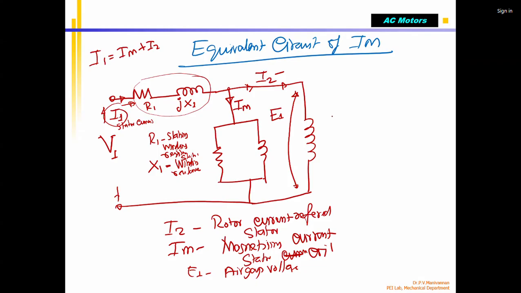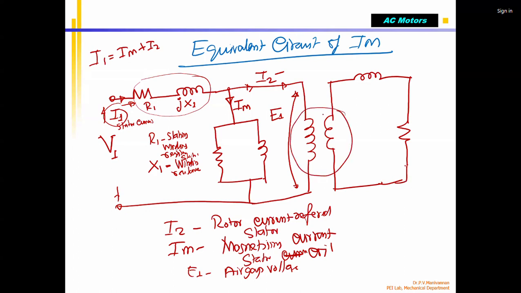Then, as standard, I am now drawing the rotor part. Please note that this is equal to a transformer. Just for understanding purposes, the voltage E1 applied in the stator is going to induce a voltage in the rotor. That voltage I call ER. The voltage induced here is called ER.